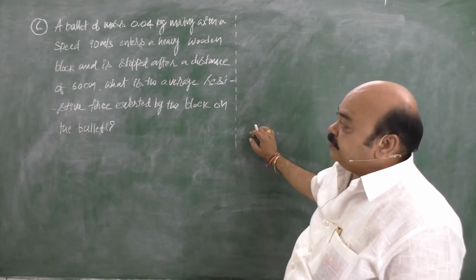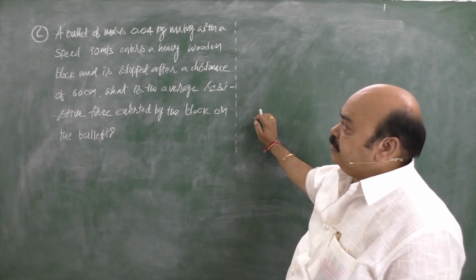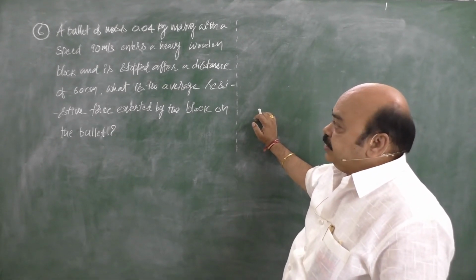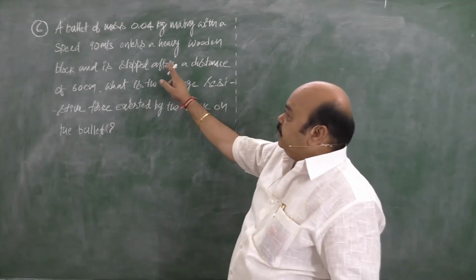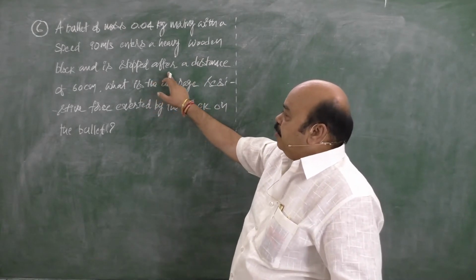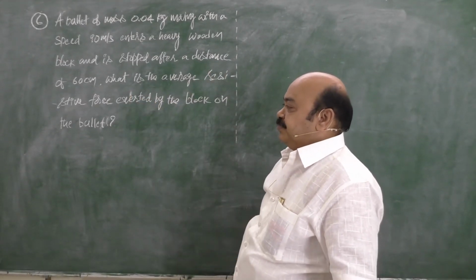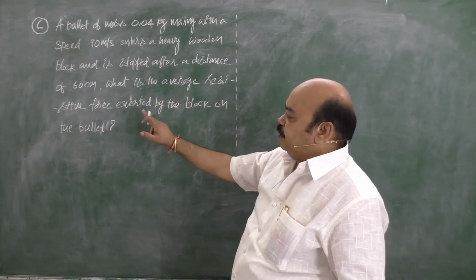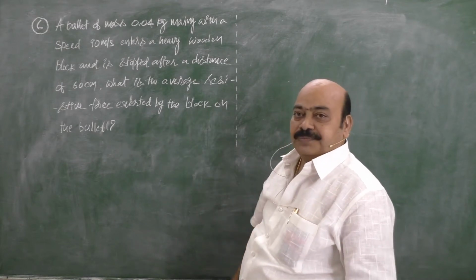Next problem, a bullet of mass 0.04 kg moving with a speed of 90 meter per second enters a heavy wooden block and is stopped after a distance of 60 centimeter. What is the average resistance force exerted by the block on the bullet?